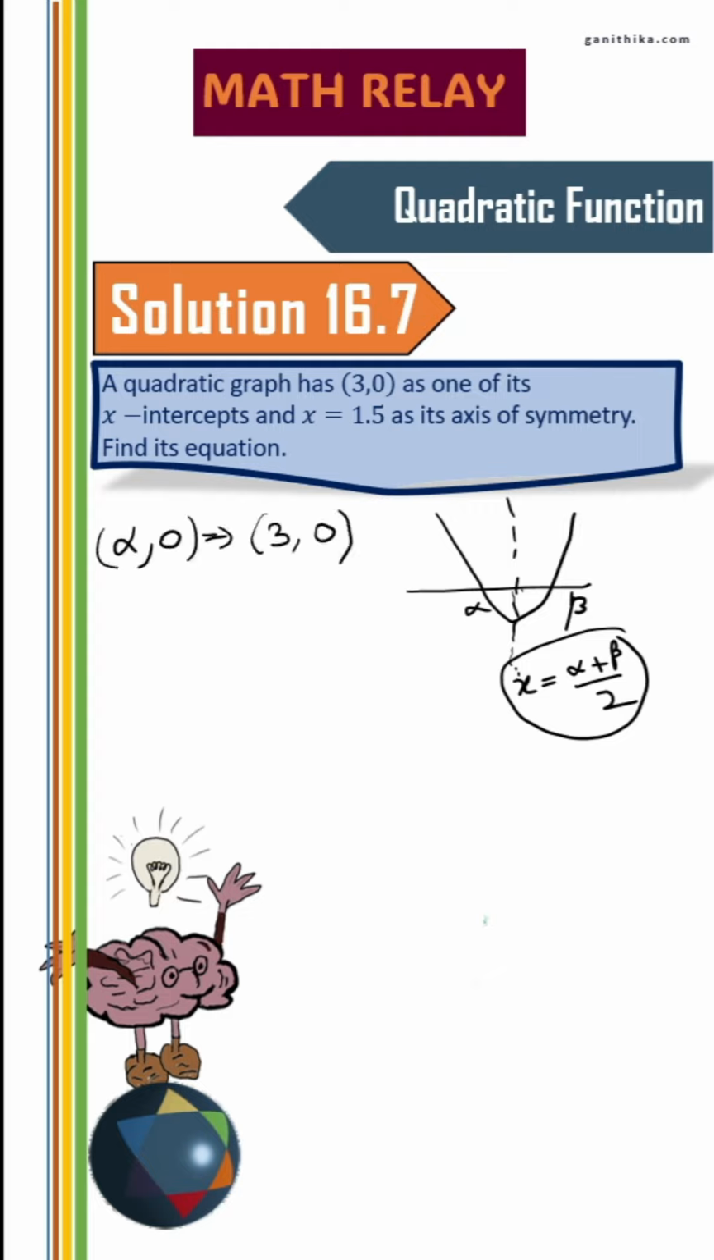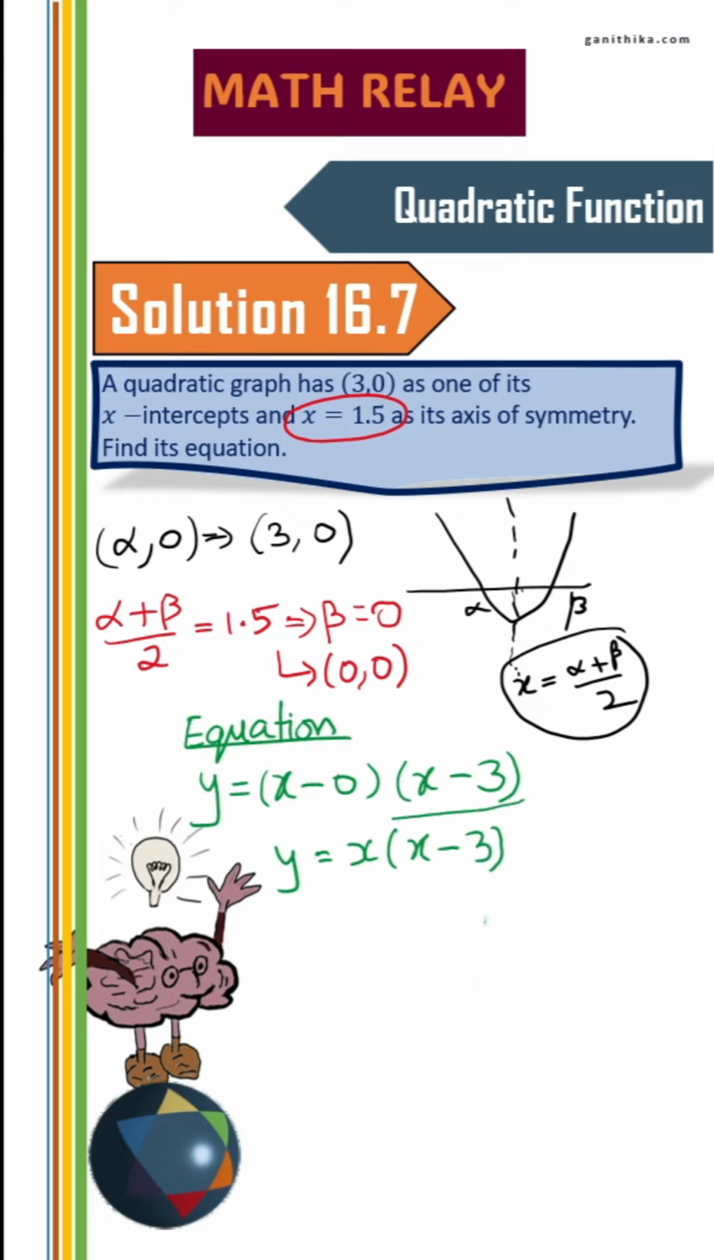Alpha, 0 is (3, 0). You have to find beta using the information x = 1.5 as the axis of symmetry. So (alpha + beta)/2 should be equal to 1.5, which gives you beta as 0. Therefore (0, 0) is another point on the curve. So 0 and 3 are the two x-intercepts.